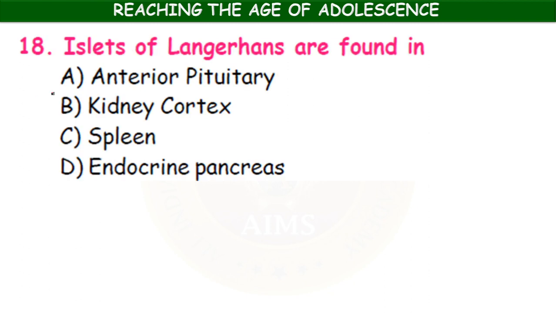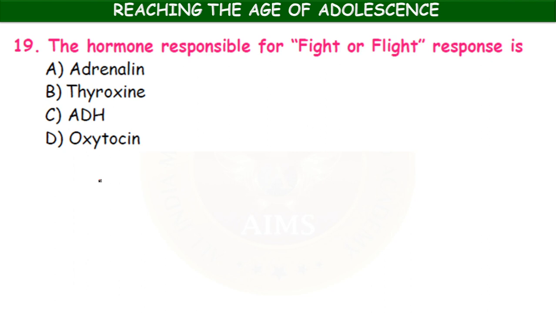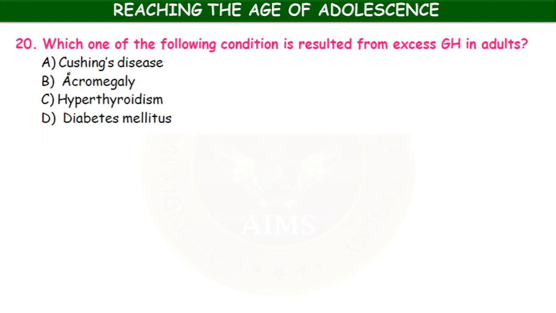Islets of Langerhans are found in anterior pituitary, kidney cortex, spleen, endocrine pancreas. The endocrine part of the pancreas is called islets of Langerhans, which is composed of alpha and beta cells which secrete insulin and glucagon. The hormone responsible for fight or flight response is adrenaline, thyroxin, ADH, oxytocin. So the stress hormone, that is adrenaline, is called the fight or flight hormone.